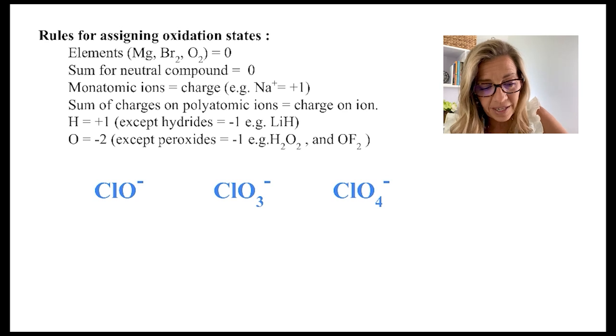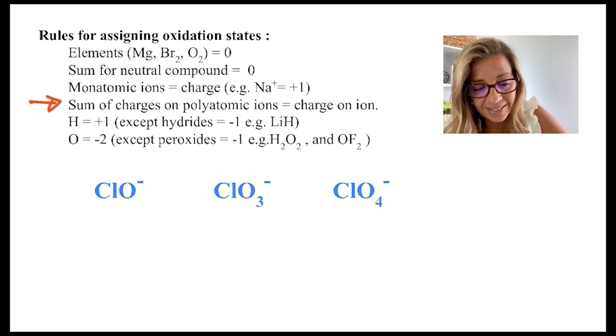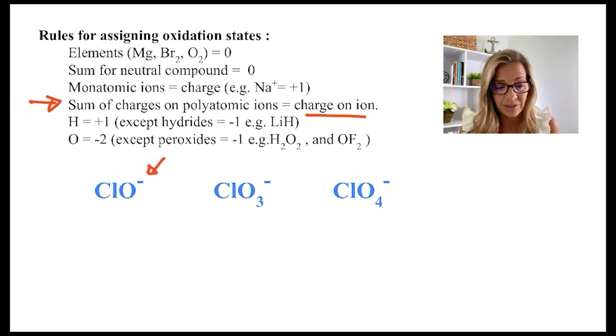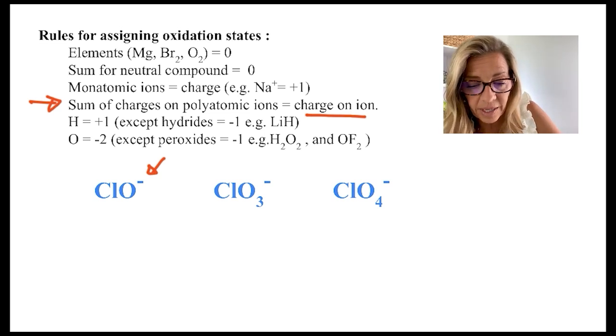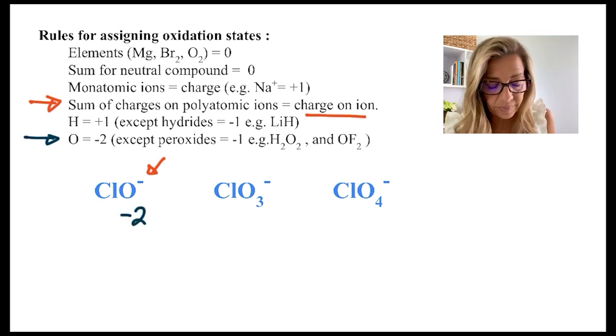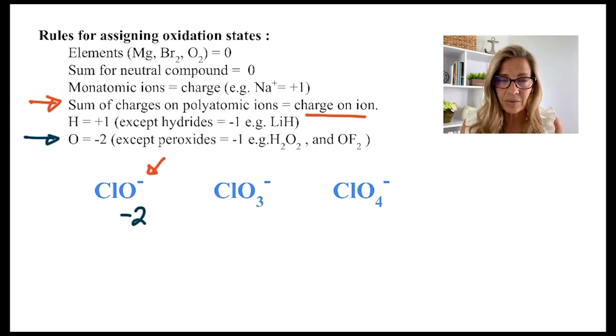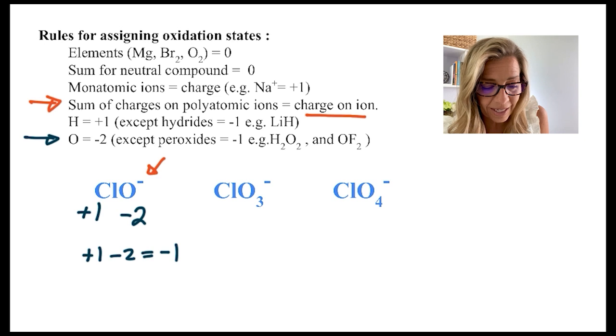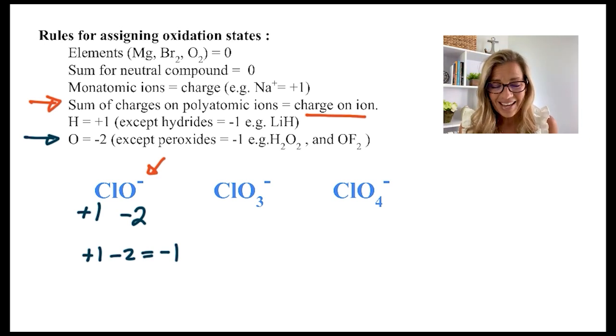So when we have polyatomic ions, which is what I have in this case, they are going to add up to the charge of the ion. So in this case, we have all -1 polyatomic ions. And then the other one I want to show you is that oxygen is a -2 in most cases. So let's get started here. Oxygen is a -2. And then we're going to say what would the oxidation state of chlorine be in this case, such that the total is -1. Well, in this case, the chlorine is a +1. So +1 -2 is going to equal a -1. See how this works? All right, let's roll to the next one.